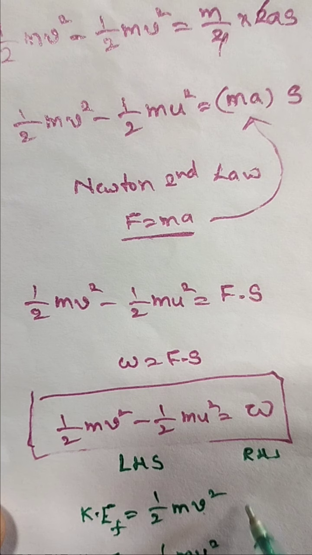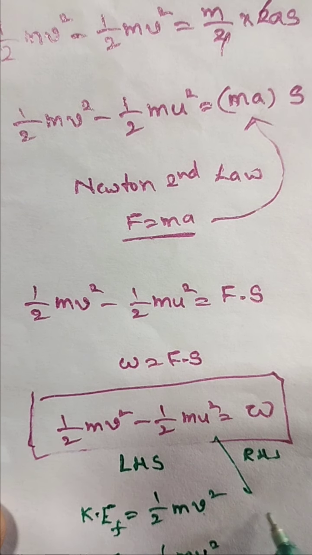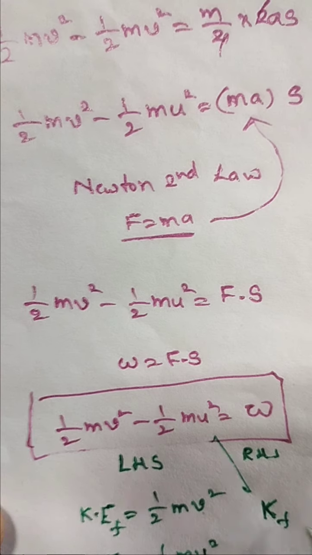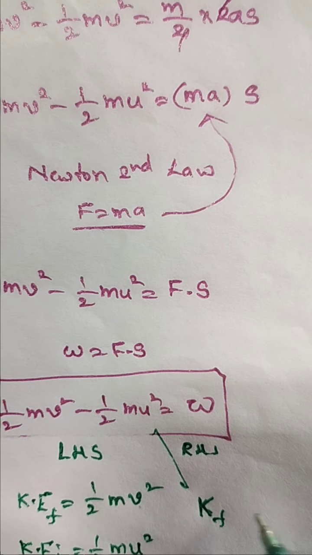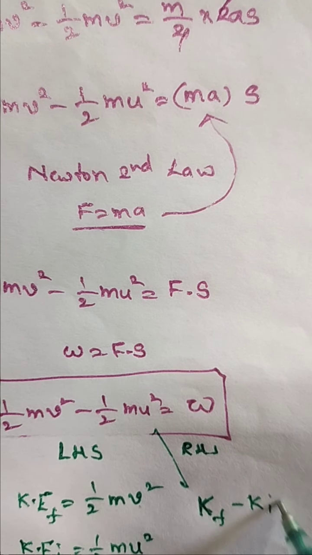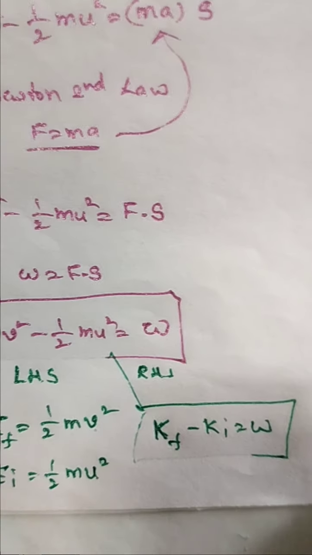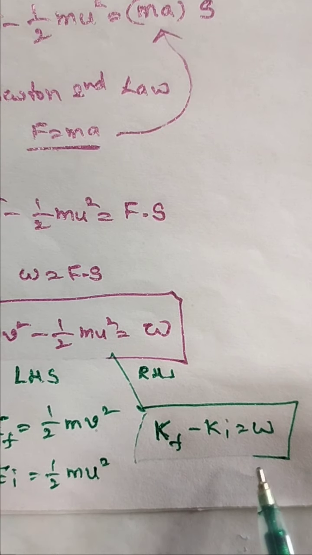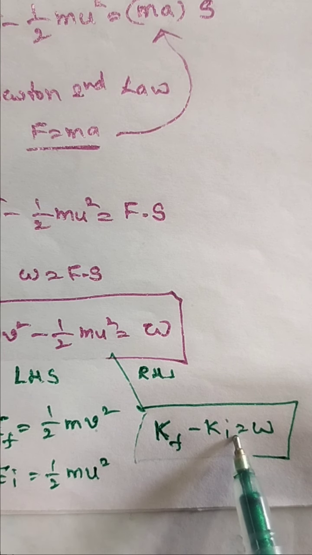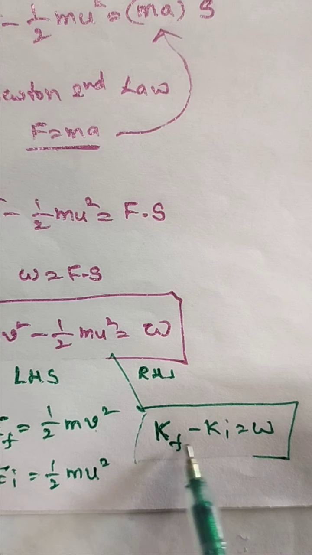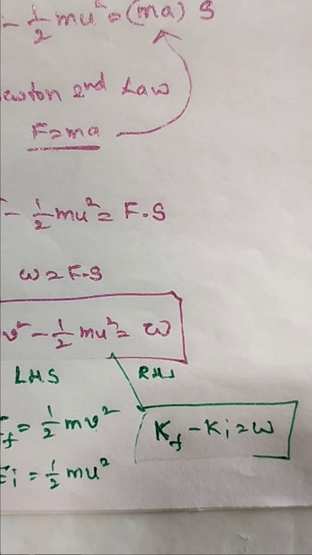So that is how to write the final equation. Kinetic energy I am indicating as K, so Kf minus Ki is equal to W. Work done is equal to change in kinetic energy.